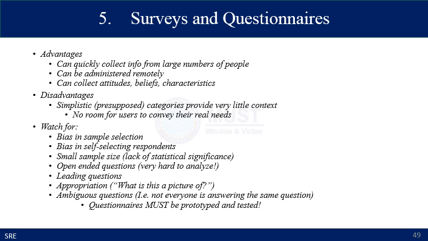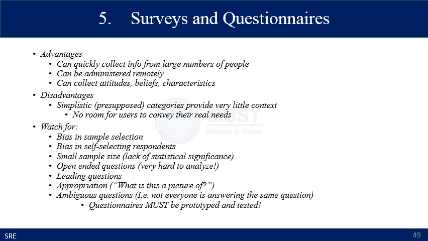Another traditional approach is surveys and questionnaires, which can help you to collect a large amount of information in a very short amount of time from a large number of people. And you can collect these surveys and questionnaires without meeting people, such as by sending them questionnaires or doing them online. So you can collect attitudes, beliefs, and characteristics by creating surveys and questionnaires. However, there are some disadvantages.